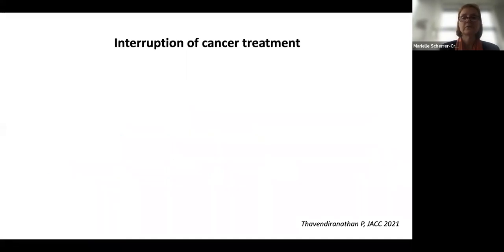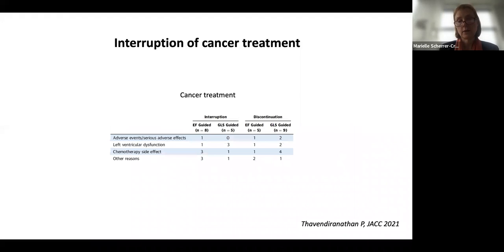Another point that some people made, and this really emphasizes the importance of the close relationship between cardiologists and oncologists, is that in the GLS guided group, there were, sorry, 9 interruptions of the treatment for cancer, and some of it was linked to the decrease of strain, which is not something that we would recommend at this point.